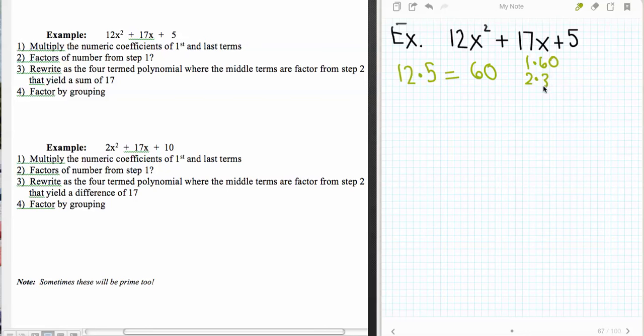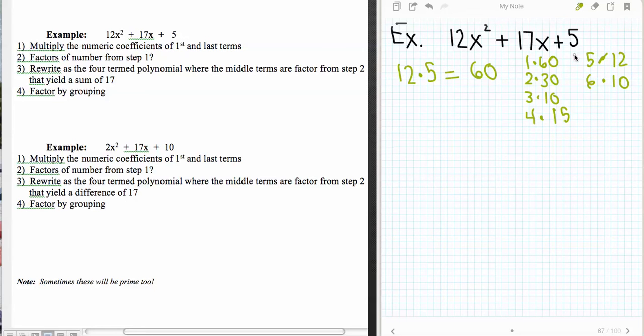1 times 60, 2 times 30, 3 times 20, 4 times 15, 5 times 12, 6 times 10, and you see it is kind of going on, right? So this is one of the reasons why this isn't always the best strategy. 7 doesn't go into it, 8 doesn't go into it, 9, no, and then 10, we've met ourselves in the middle, so we're done.